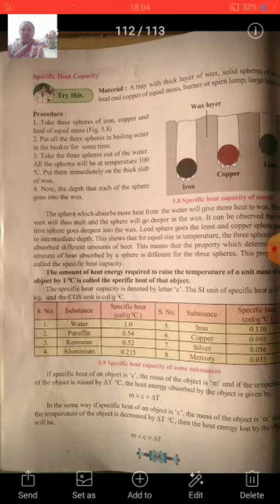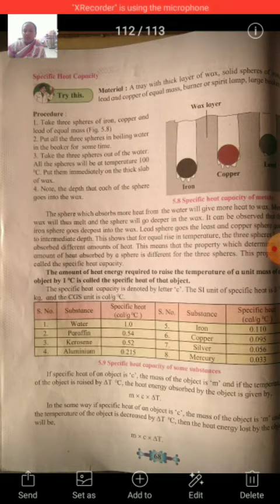For this we have to do one experiment as shown in figure 5.8. What is meant by the specific heat capacity? We can study it by this experiment. For this experiment we have to use material like a tray with a thick layer of wax, solid spheres of iron, lead and copper of equal mass, a burner or spirit lamp and a large beaker.